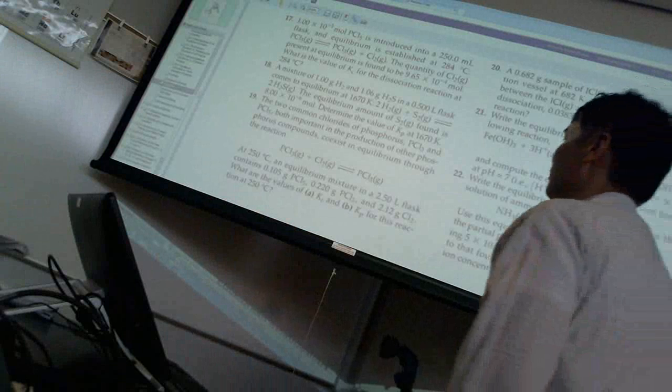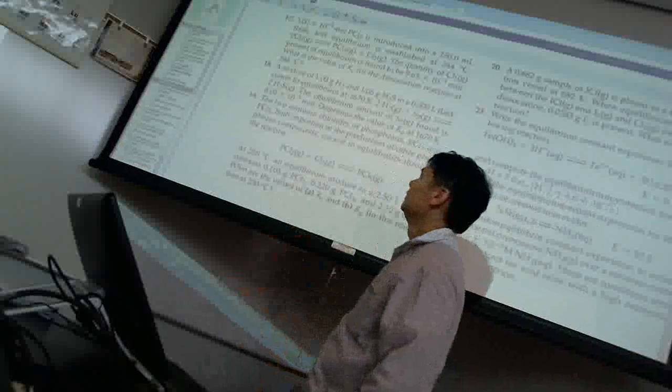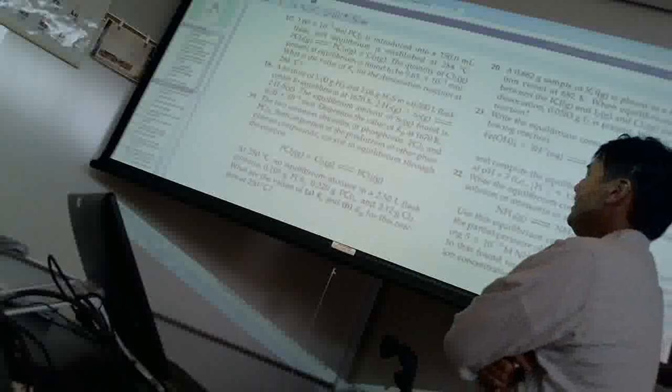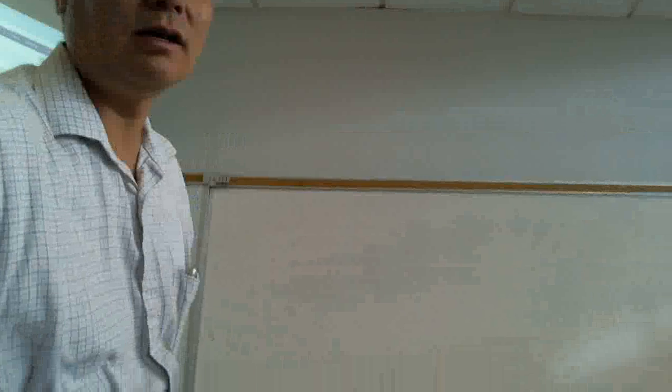So we're going to continue doing some calculations. Let's look at number 18 next. Number 18 is another equilibrium style calculation. So let me just, at the beginning, go through and give you the general format.